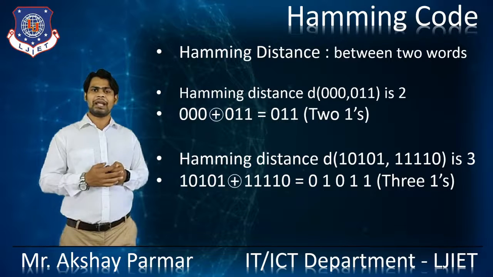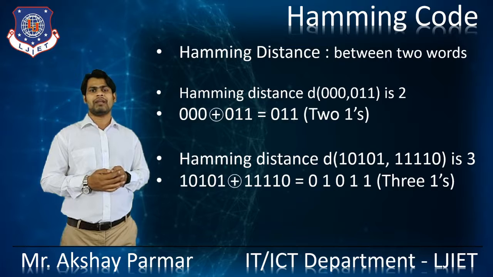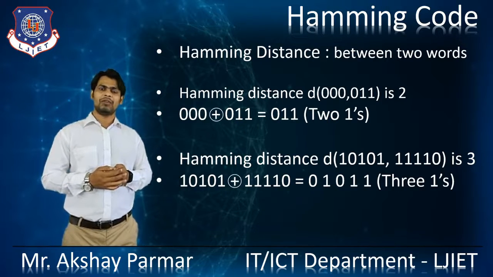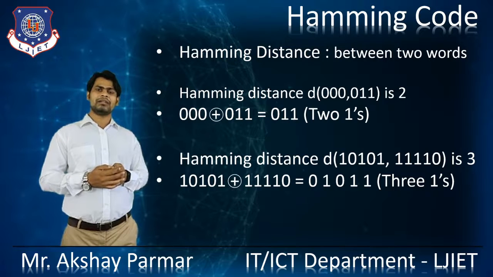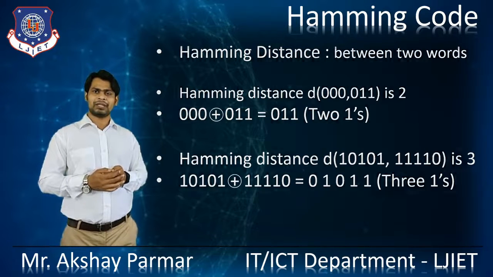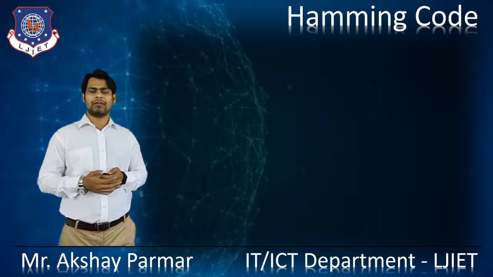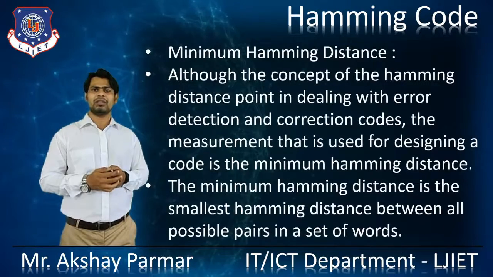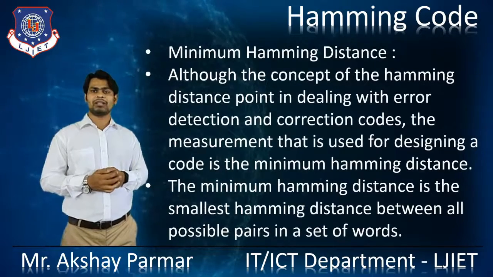We are simply applying the XOR operation between the two words, and we are finding the number of ones in the result. The number of ones in that result is the Hamming distance, right? So after getting that, what do you mean by the minimum Hamming distance?